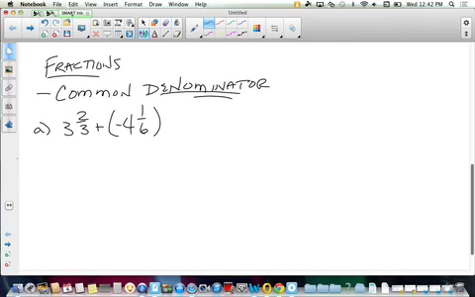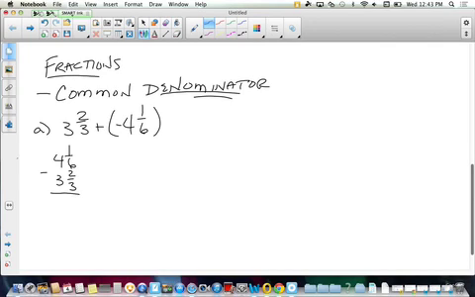Okay? So, start the process just like we did with all the other numbers. We look at the signs. Signs are different. That means we're going to subtract these two numbers. Bigger number goes on top. 4 1/6 is bigger than 3 2/3, obviously. Okay, we're going to subtract them.